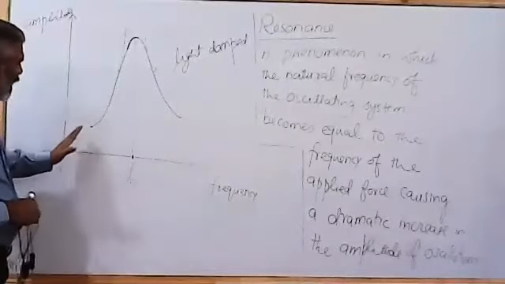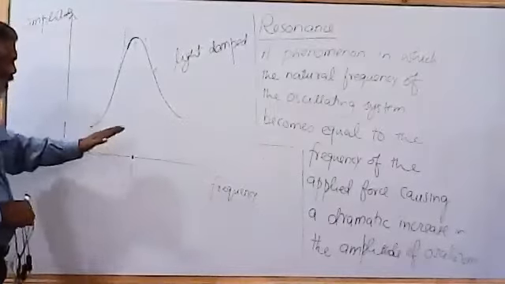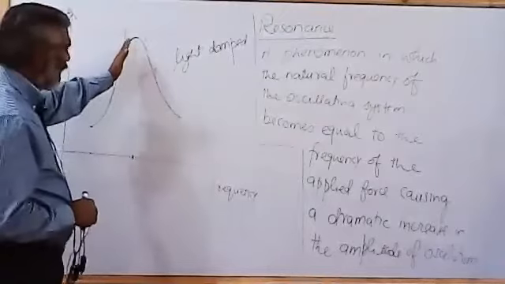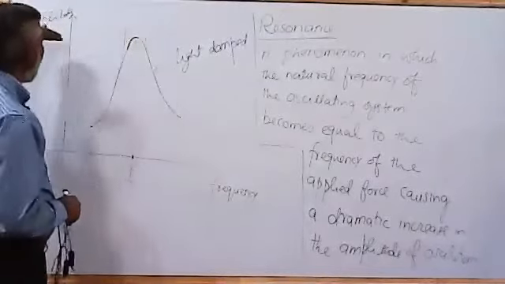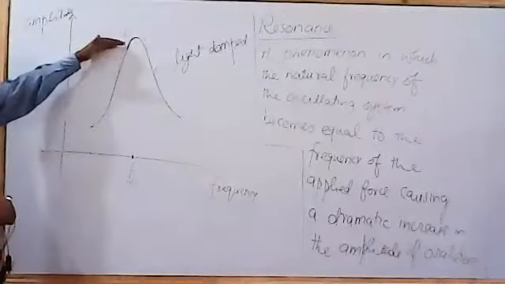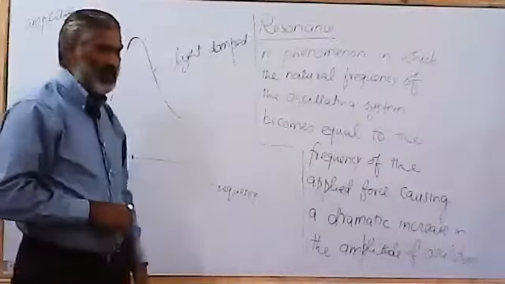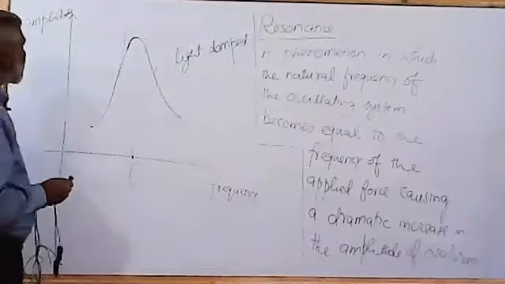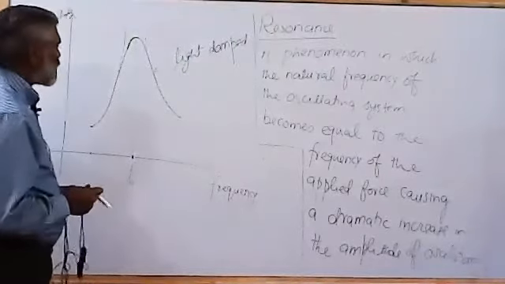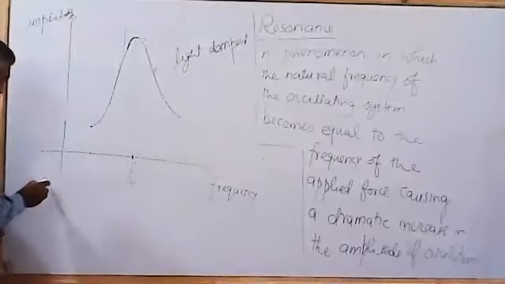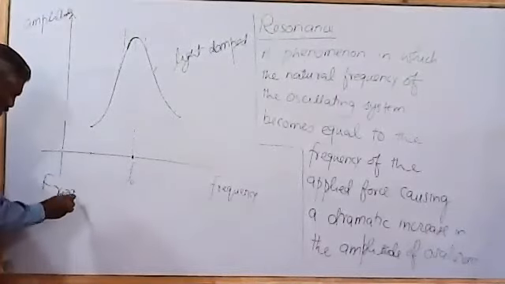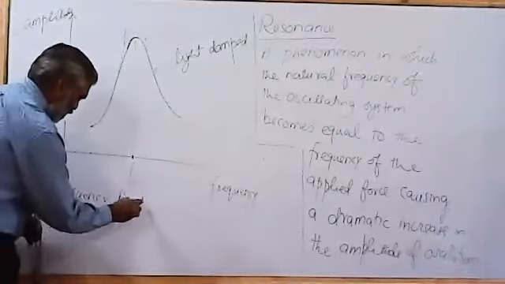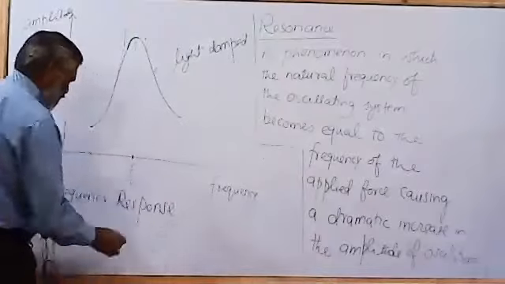So as long as the two frequencies are very different, the amplitude is small. But when these two frequencies match, there is a large increase in the amplitude, and that is what resonance is about. This curve is known as the frequency response curve.